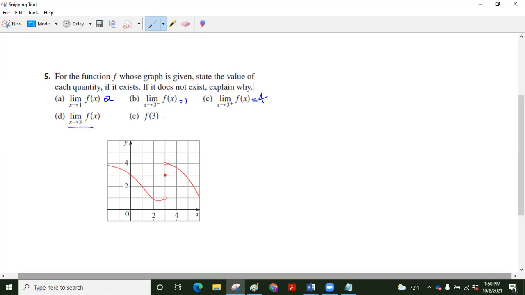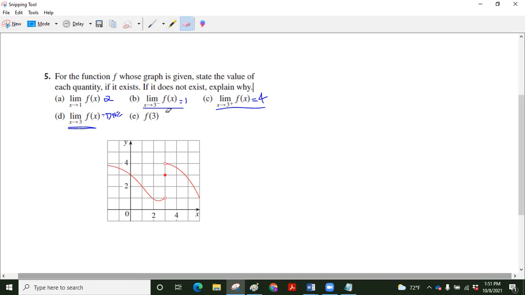This one is the limit as x approaches 3 in general. It's not asking from the left or from the right, which means that it's implicitly implying that you have to check both the one-sided limits, and if the one-sided limits match, we'll say that the limit exists at that value. But we know that the limit as x approaches 3 from the left does not match the limit as x approaches 3 from the right. Therefore, the limit as x approaches 3 in general does not exist.